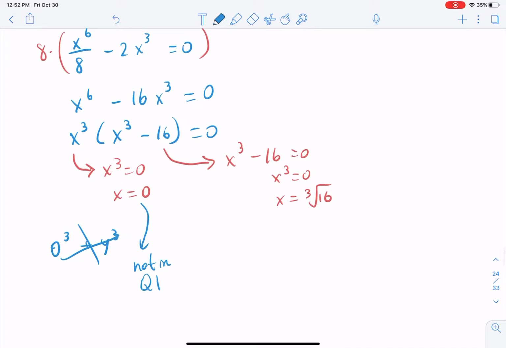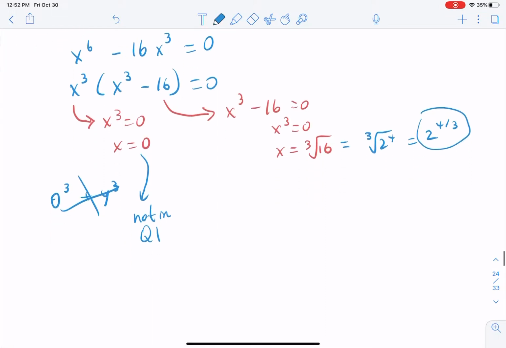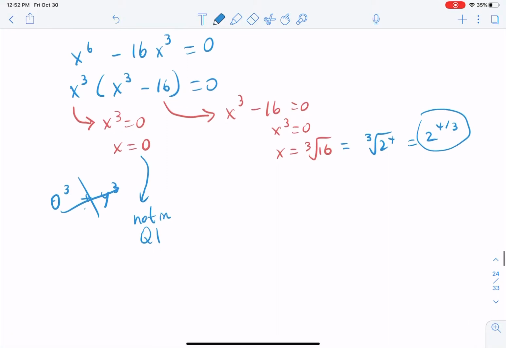It's a positive number. And I think I'm going to rewrite this just a little bit. 16 is 2 to the 4th, I think. And then maybe rewrite that as 2 to the 4/3 power. I don't know if that's any prettier or what, but I have to do the same thing that I was going to do over here that I crossed out. I've got to plug it back into the original equation so I can get its y coordinate.